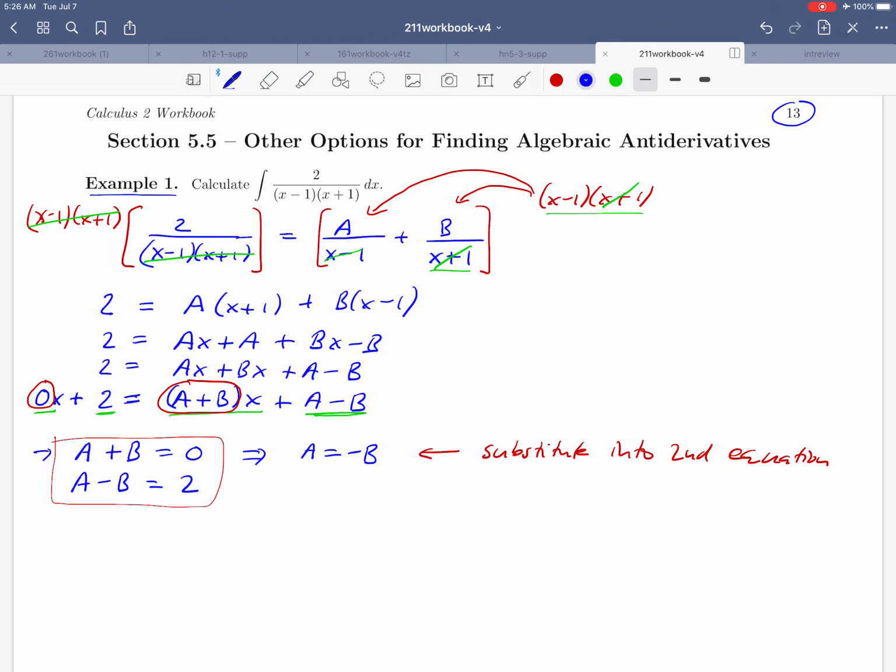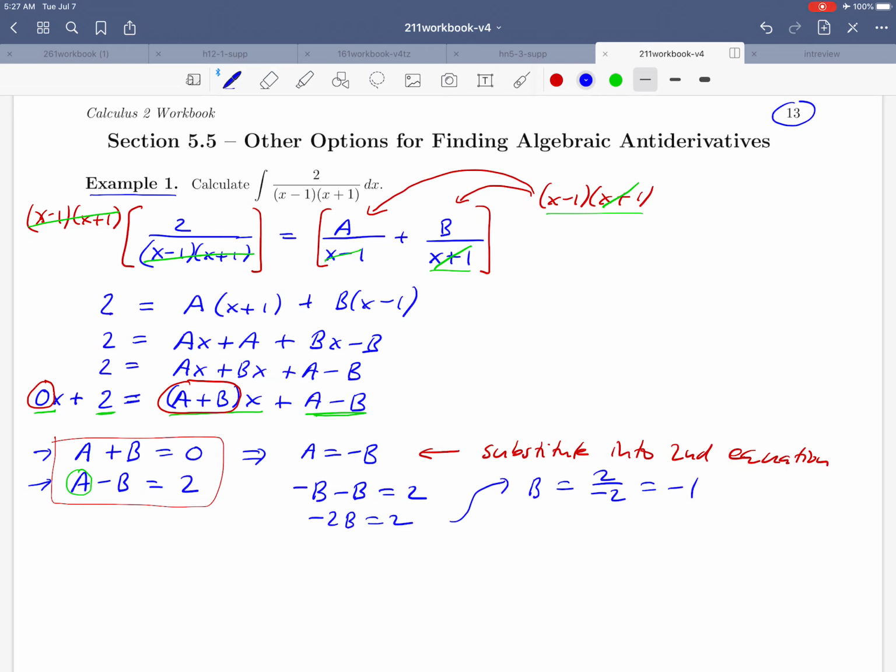So if a is equal to negative b, we'll go down here and substitute into the second equation. We're going to get negative b minus b equals 2. We just took that a that we had here and substituted in a negative b. Notice that negative b minus b is just negative 2b. That just has one variable in it, so we should be able to solve it for b. We divide both sides by negative 2, and we get b equals 2 over negative 2, which equals negative 1.